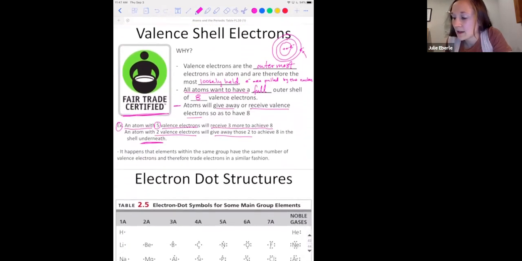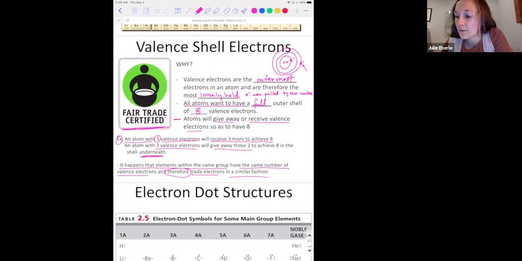All right, last statement, and then we're going to move on to electron dot structures, and then that's it for today. It happens that elements within the same group, we mentioned this, have the same number of valence electrons, and therefore they trade electrons in a similar fashion. I hope you understand what that statement means. Because elements in the same group have the same number of valence electrons, they will trade electrons in a similar fashion.